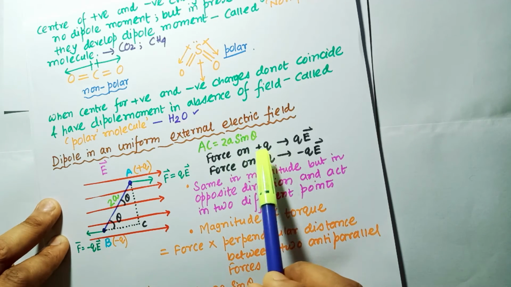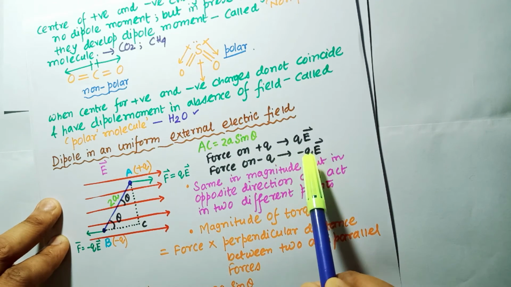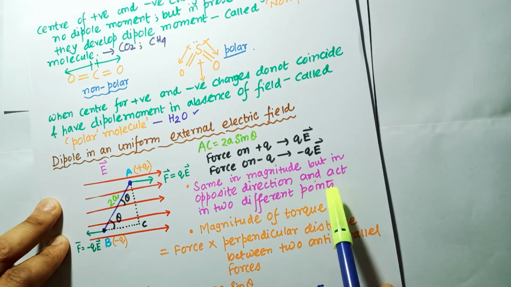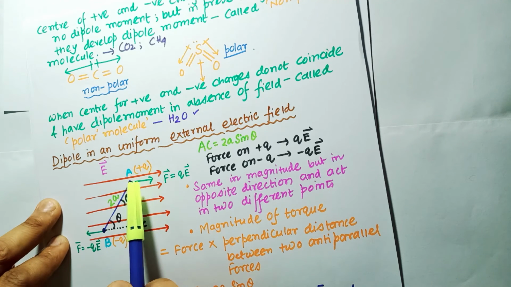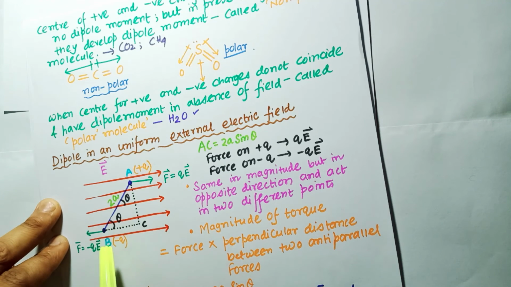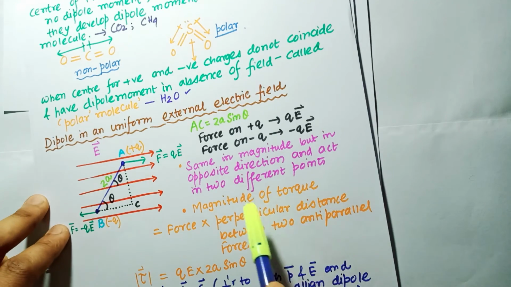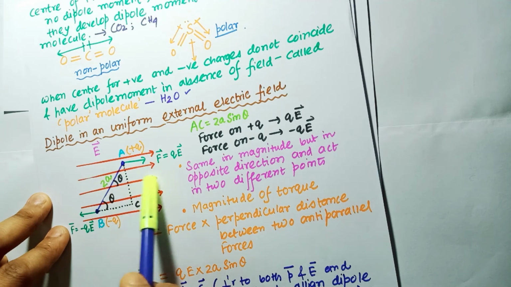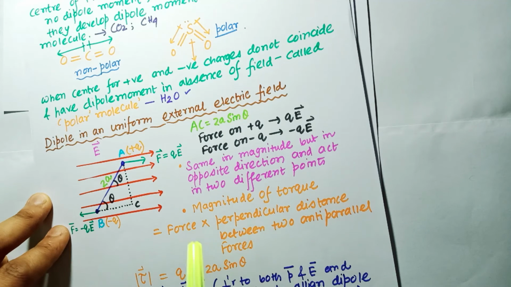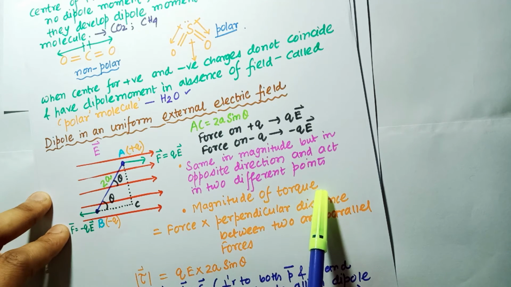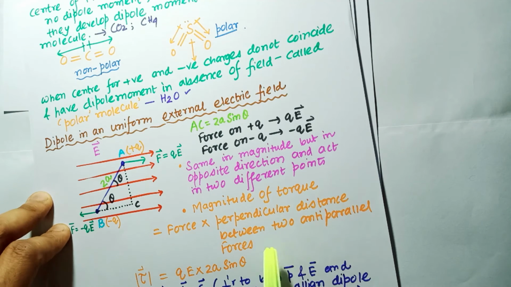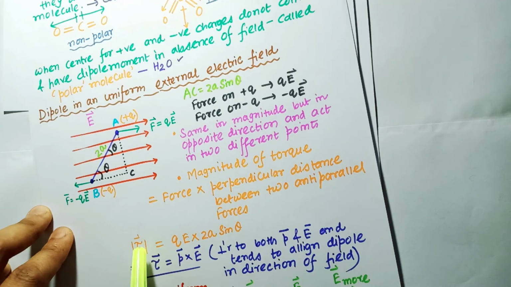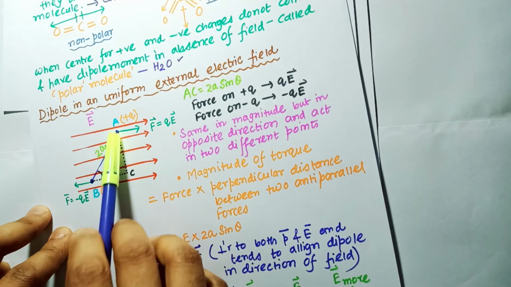So the force on plus q is qE, force on minus q is minus qE. Both the forces are the same in magnitude but in opposite direction, and they act at two different points, one at point A, another at point B. So there will be some resulting torque, because the forces are acting in opposite directions and not at the same point. The magnitude of the torque is force times the perpendicular distance between the two anti-parallel forces, which is AC. So the magnitude of the torque will be qE times 2a sin theta, because AC is 2a sin theta.